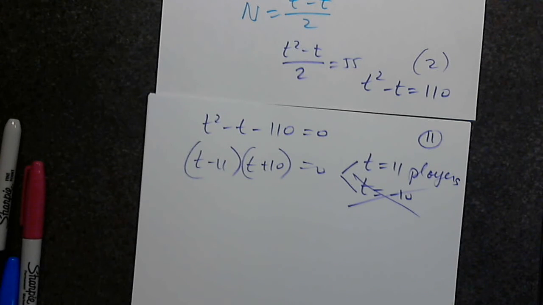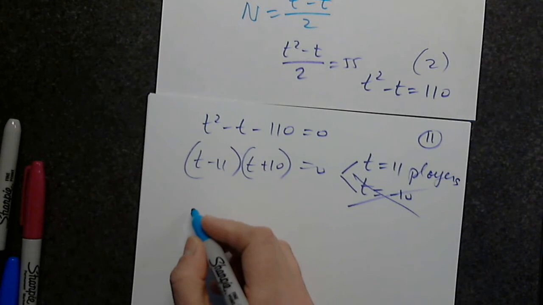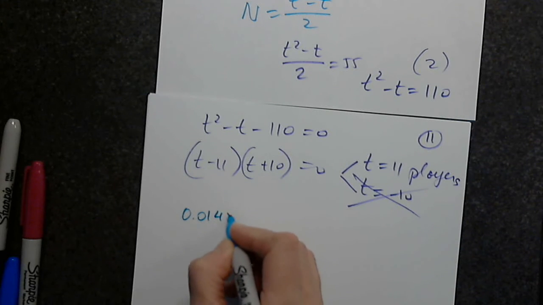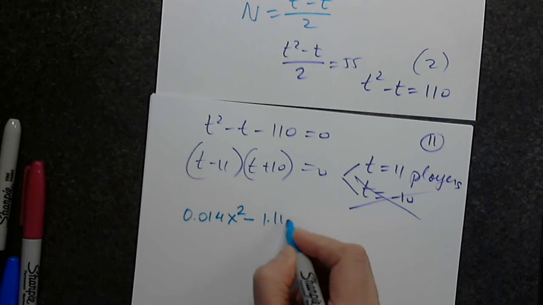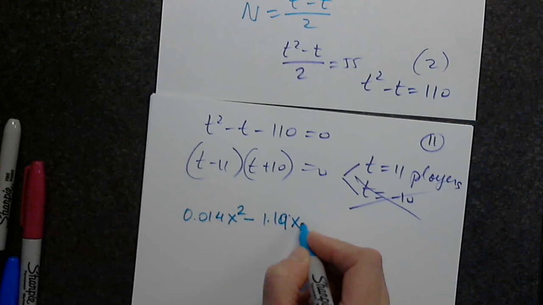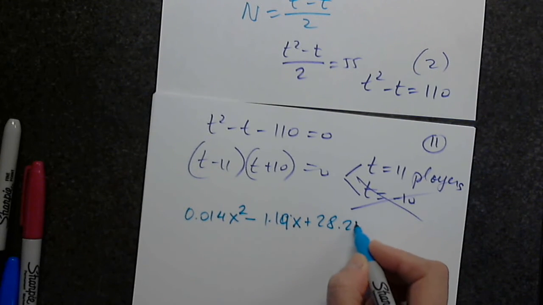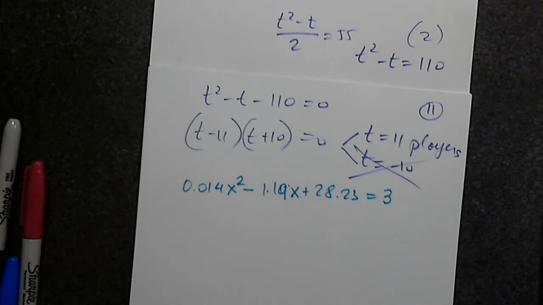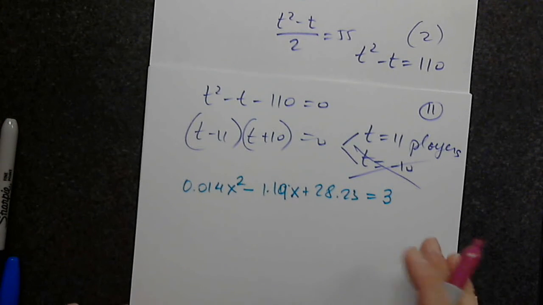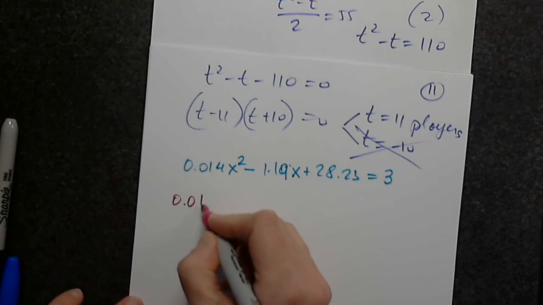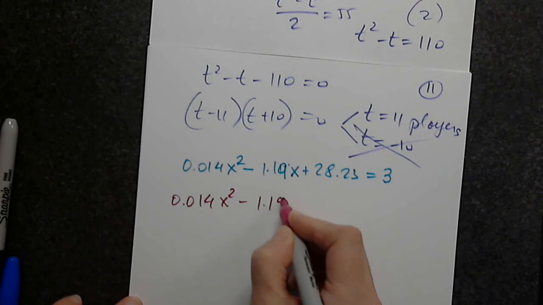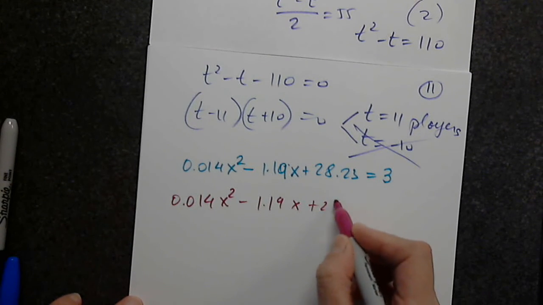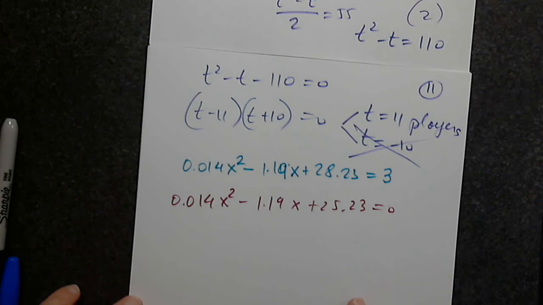I will have to replace N by 3. And we get 0.014x squared minus 1.19x plus 28.23 equals 3. Of course, this is not factorable. And if it were, I wouldn't even try it. I will have to have it set equal to 0. So 0.014x squared minus 1.19x plus 25.23 equals 0.